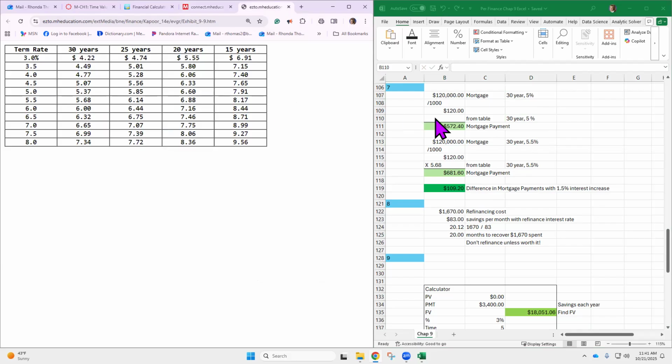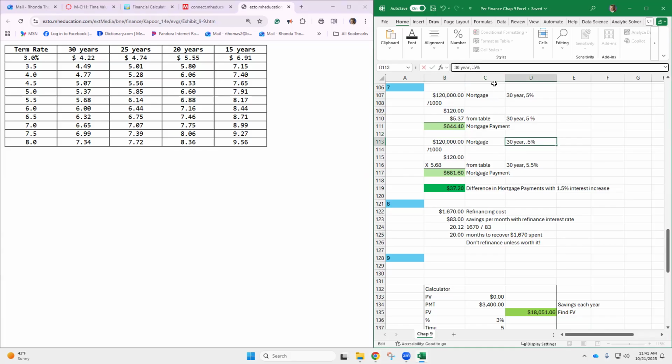It's 5.37. Yes, 5.37 from the table. And then we want 5.37. Okay, that should be $644.40.